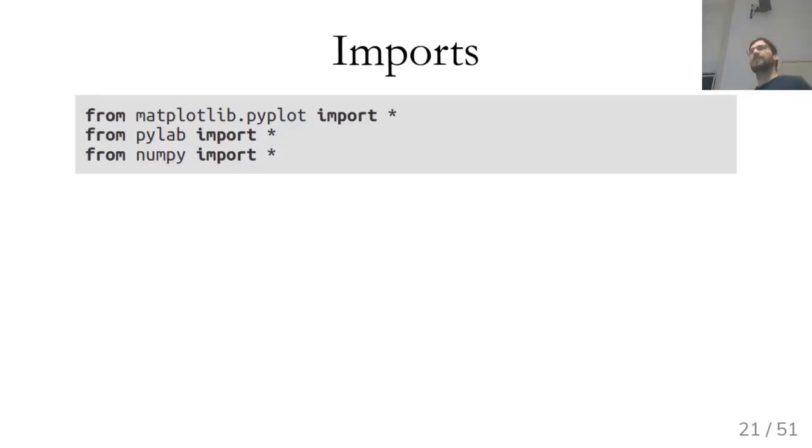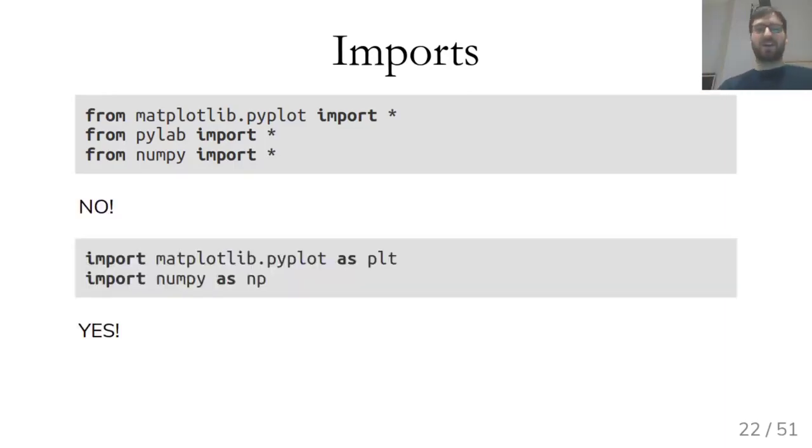First off, imports. Please don't import star, even in a notebook, particularly because a lot of the fundamental libraries might have similar functions, like histogram. If you do this and you call histogram, what is it going to do? It's kind of hard to know. So please always import these things as a module.